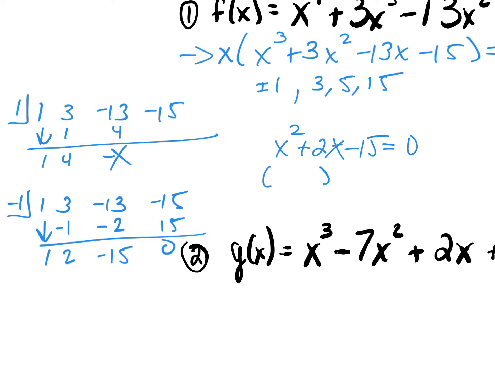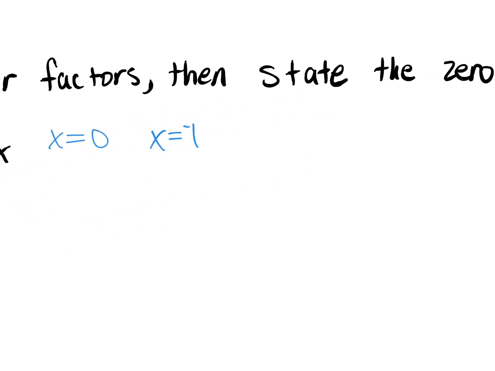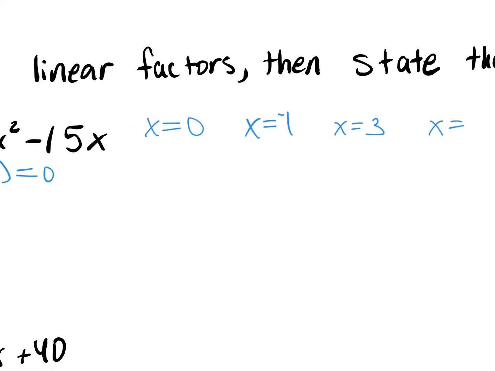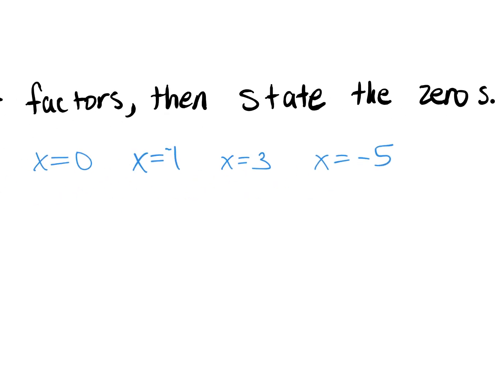Can you factor this? Are there 2 factors of negative 15 that multiply to give you negative 15 but add to give you 2? What are they? X minus 3, x plus 5. So you have 2 more zeros here. One's at x equals 3 and one's at x equals negative 5. Everybody agree with me? So here they are. I got x equals 3 and x equals negative 5. Okay, what do you notice about all 4 of those answers?